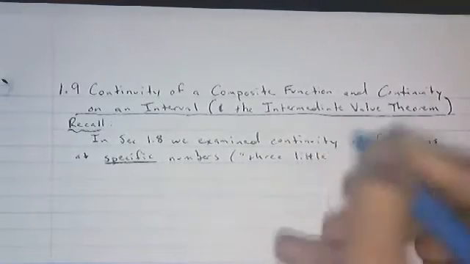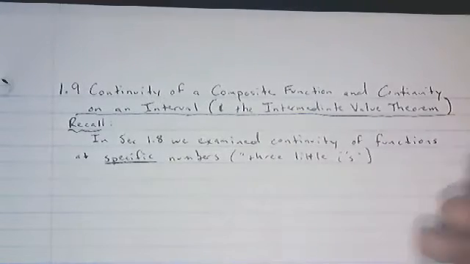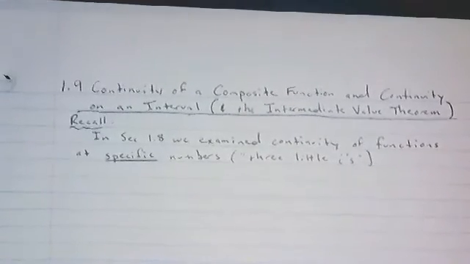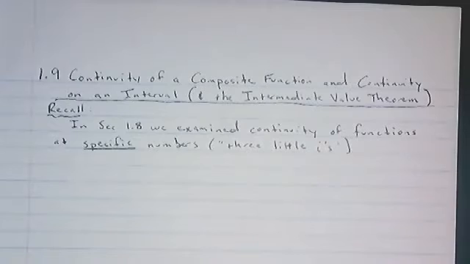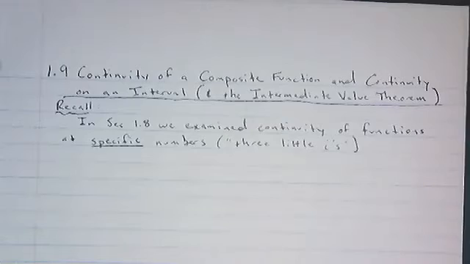That was the three little i's. Does the function exist there? Does the limit exist there? Are those two things the same? Hopefully after 1.8, we're feeling pretty familiar with the three little lines. But what happens when we want to discuss continuity on an interval? And specifically, we're going to start with talking about continuity on open intervals.